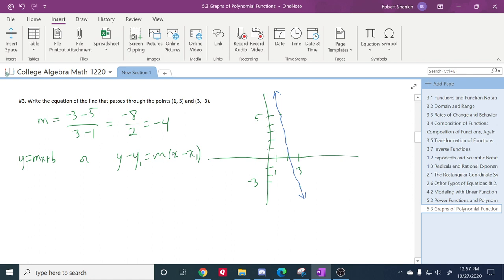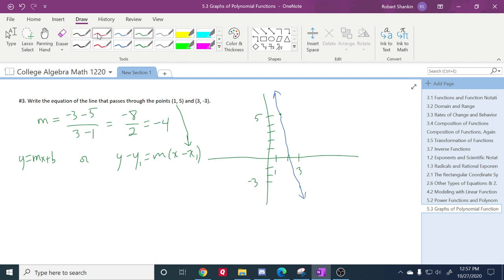And I can just substitute either point into this. Let's do this point slope formula first. We're going to take this 1 and put it in right here. And we're going to take the 5 and put that in right there. And m is negative 4. So y minus 5 equals negative 4 times x minus 1. And y minus 5 is negative 4x plus 4. Add 5.